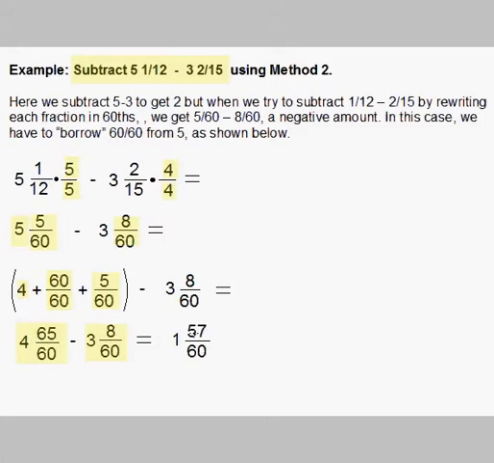Now we can take the 4 minus 3 is 1, and we can take the 65 sixtieths minus 8 sixtieths to get 57 sixtieths. And we can even reduce this answer. 57 divided by 3 is 19. 60 divided by 3 is 20. So we have a reduced answer of 1 and 19 twentieths.